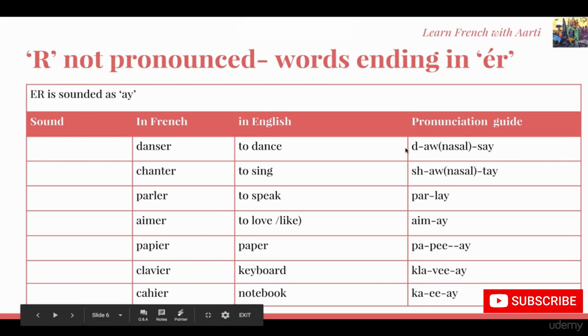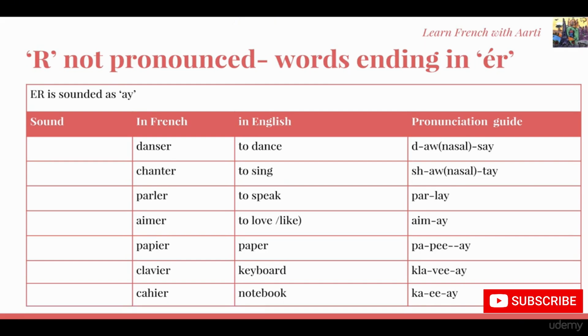We do not pronounce ER, and the same holds true for IER. We do not pronounce the R in IER. Instead, it has the A sound. Papier, which means paper. Clavier, which means keyboard. Clavier. Cahier, which means notebook. Cahier.